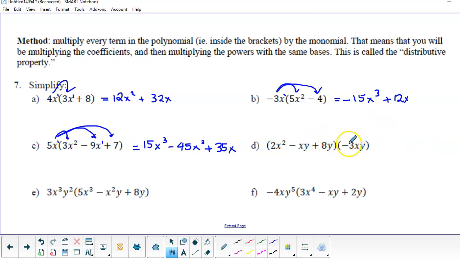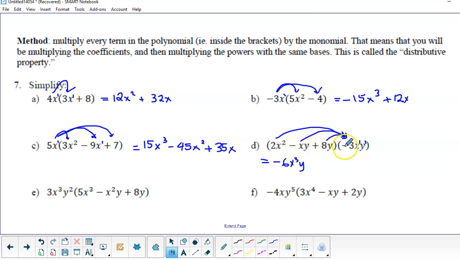Now the monomial is at the end. Doesn't matter. We're going to take each term and multiply it by the monomial. There's some x's and some y's. I'm just going to put it underneath because I write a little bit big here. So 2x squared times negative 3x, remember that's to the 1, y to the 1. So that's going to be negative 6x cubed y.